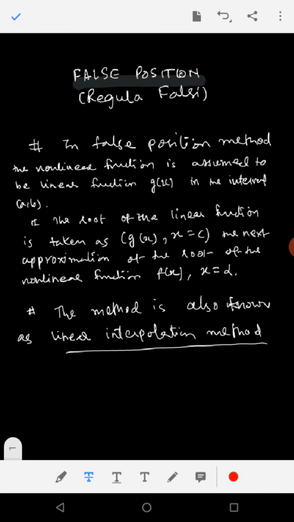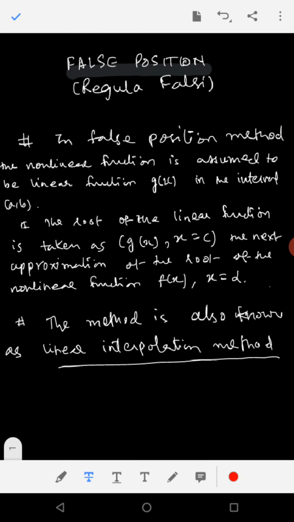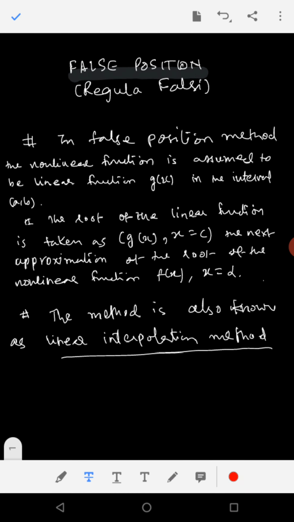So in false position, the non-linear function is assumed to be a linear function g(x) in the interval ab. The root of the linear function is taken as the next approximation of the root of the non-linear function. So when you iterate next time, like we were doing in the bisection method, you take that root of the linear function which crosses the x-axis at c. This method is also known as the linear interpolation method.